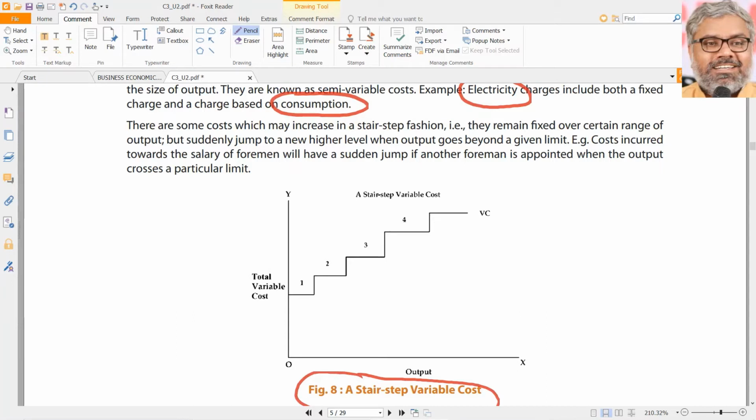They will be increasing definitely along with the output increasing. If you observe, they are also increasing, but they are not increasing like this. They are increasing stepwise. And why is that? Let us take an example, it is easy to understand.